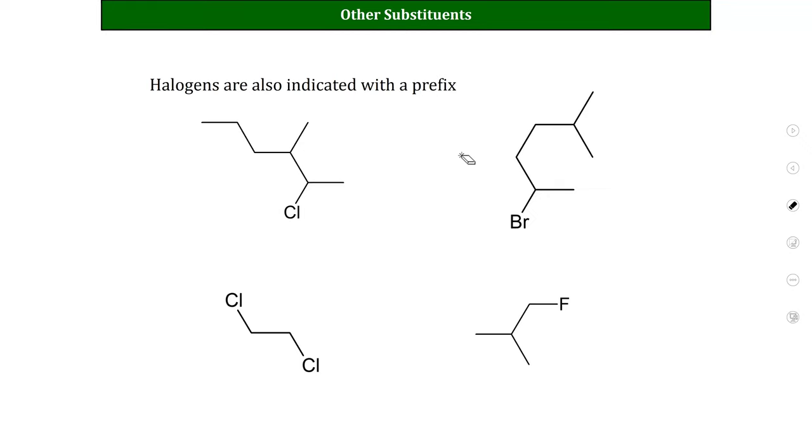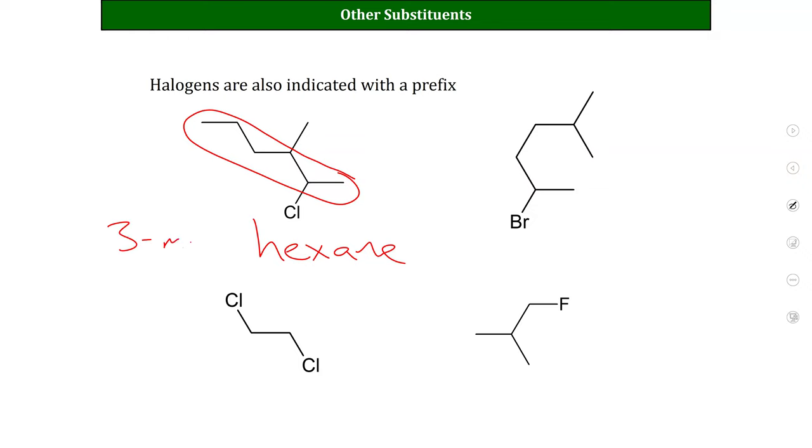And we just indicate where they are and what type of halogen it is with a prefix. So if we ignore the halogen here, this would be 3-methylhexane. The parent molecule would be hexane, with a methyl group on carbon 3. If we have a chlorine on there too, we just throw chloro on the front. It's also got a chloro group on carbon 2. It's really hard to draw it two from the bottom up. So that would be 2-fluoro-3-methylhexane.